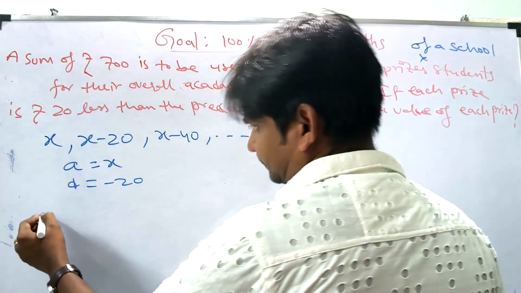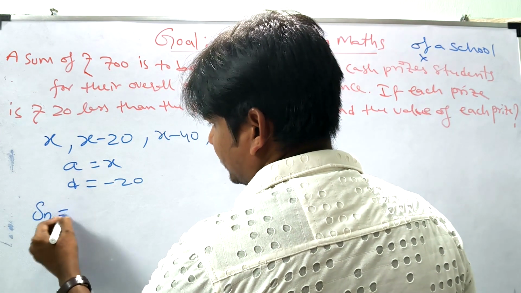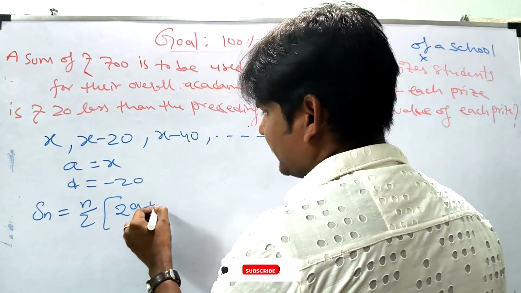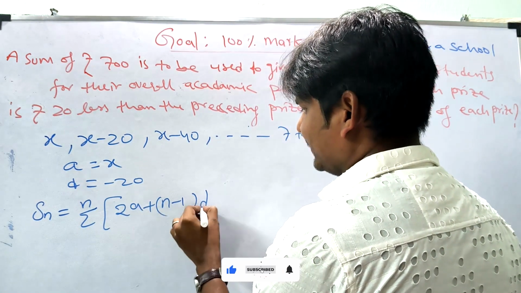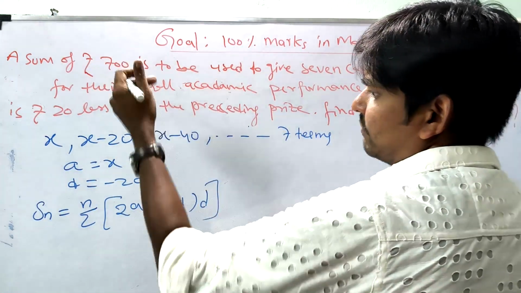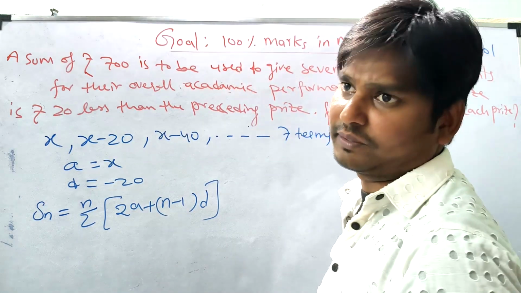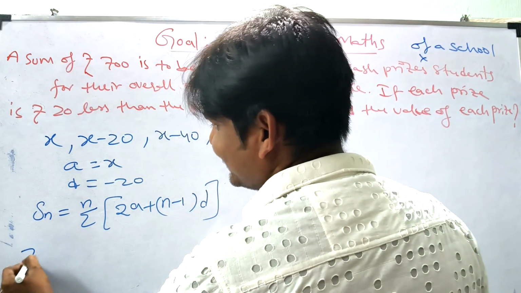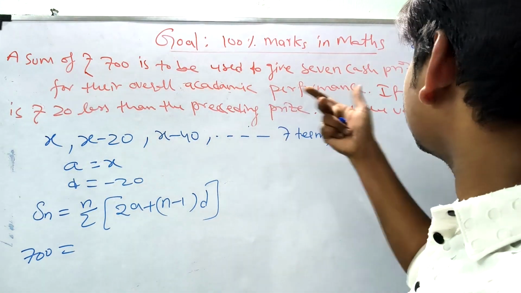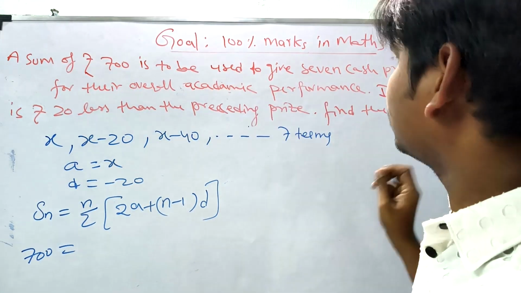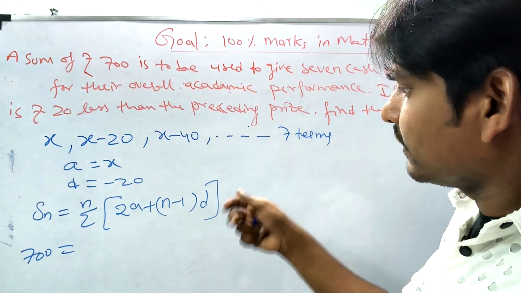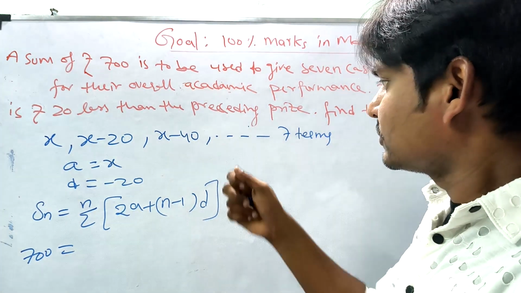Now we know the formula, Sn, the sum of n terms, is n by 2 into 2a plus n minus 1 into d. Now the total money is how much? 700. So the sum of the 7 terms, the sum of the 7 prizes, is 700. You have to understand the question. The question is very lengthy, so don't worry by seeing the question. See, the answer is very small for this one.